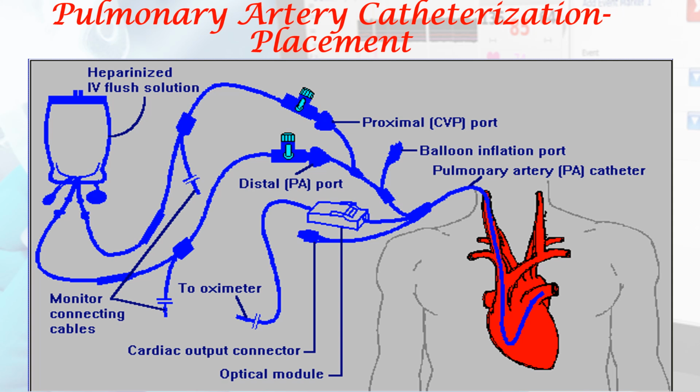This picture shows more clearly what the catheter is. This is the pulmonary artery catheter, which is inserted through the superior vena cava. It reaches the right atrium, right ventricle, then the pulmonary artery. Further, it has each of the ports: the distal pulmonary artery port and the proximal CVP port. This one connects to the oximeter. This one is the cardiac output connector, the optical module. Here are the monitor connecting cables. Then this is the transducer, with a pressure bag as well as the heparinized IV solution.